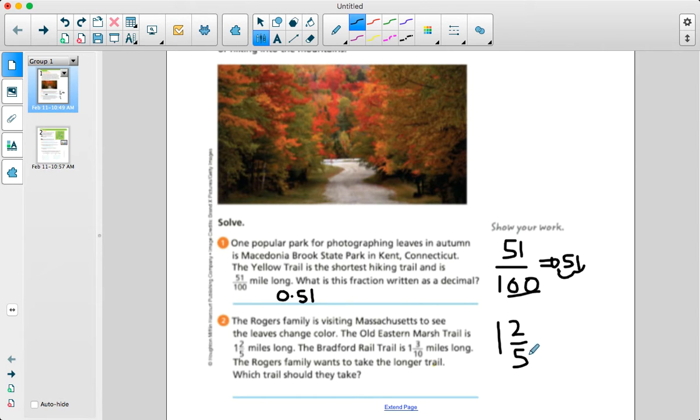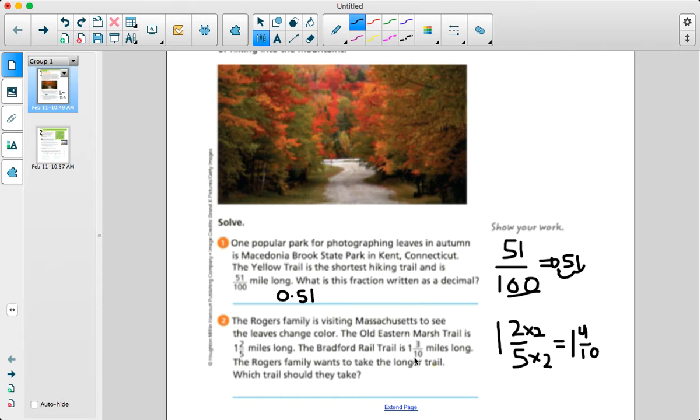Well, I look at this, and I look at my denominators, and I see one is a 5 and one is a 10. And right away, I think to myself, well, I could change this 5 to a 10 really easily by multiplying the bottom by 2, which would give me 10. But if I do the bottom, I also have to multiply the top. So when I do that, I end up with 1 4/10.